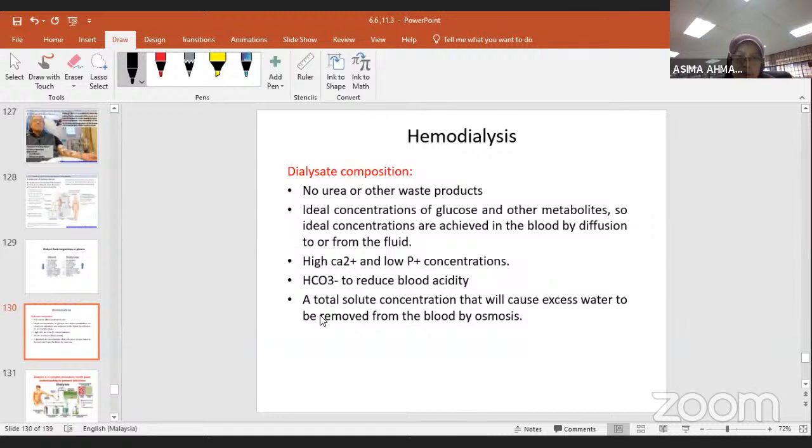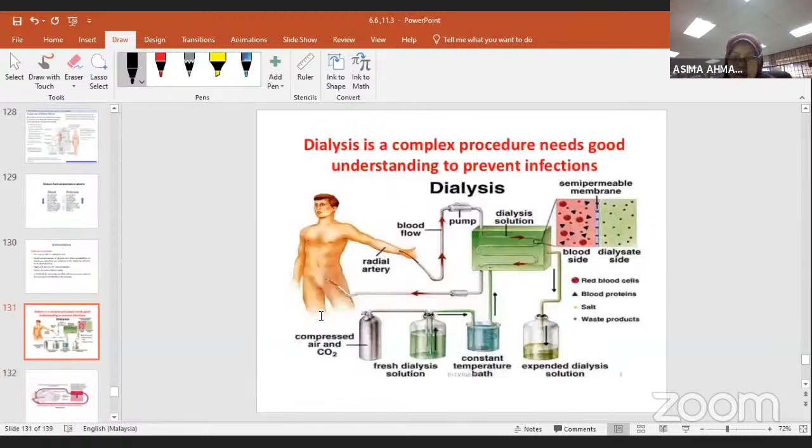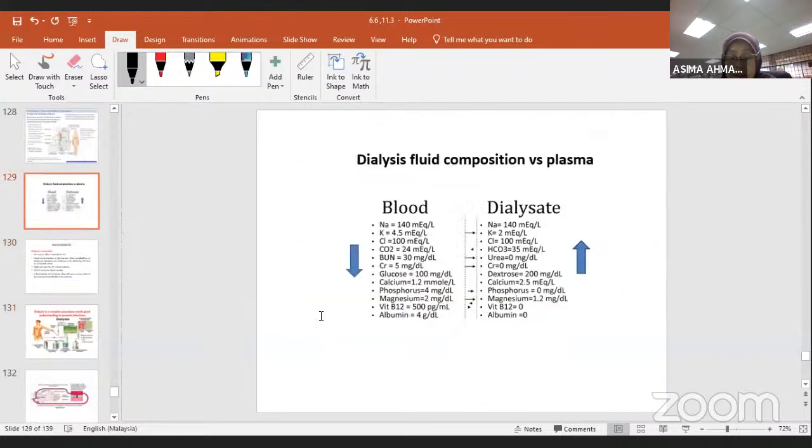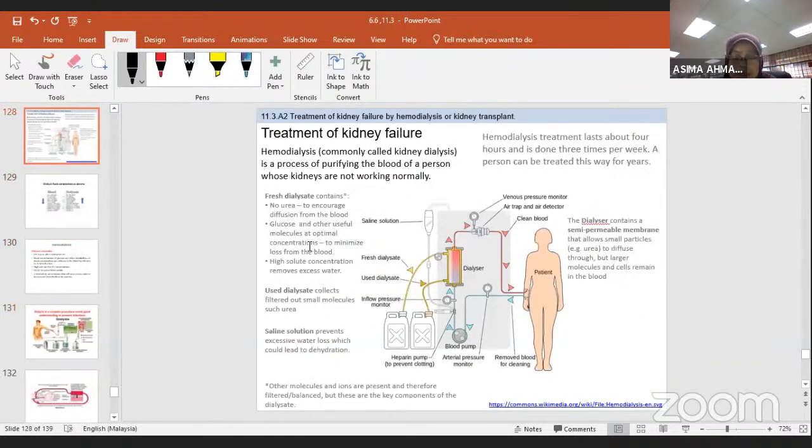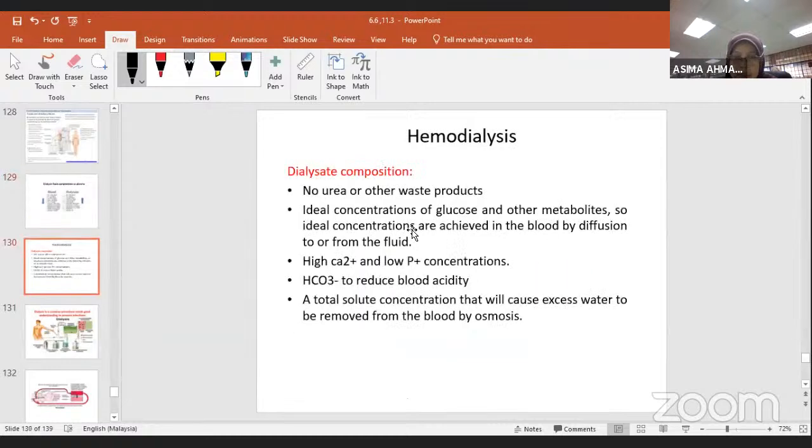Alright, this is more on the dialysate composition. But read more. It doesn't ask for detail, just the basics. But the basic difference between dialysate and blood you must know. So the main thing you must know about urea. Also, a hypertonic or high solute concentration in fresh dialysate, and glucose and other useful substances must be at optimum concentration. So this one you must know. Anything additional you don't have to know, but if you want to, find it yourself.